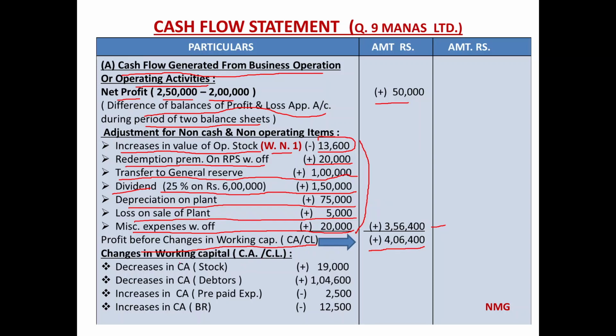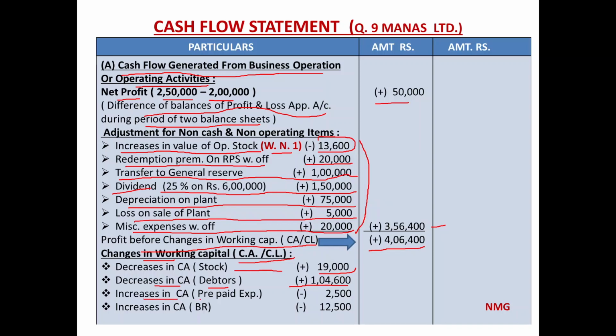So cash profit before changes in CA and CL. Now second sub-reporting, changes in working capital or changes in current assets and current liabilities. You know the relationship. CA with cash flow, negative relationship, and CL with cash flow, positive relationship. Stock decrease is in CA, namely stock, increase is the cash flow plus 19,000. Decrease is in CA, namely debtors, increase is the cash flow plus 1,04,600.